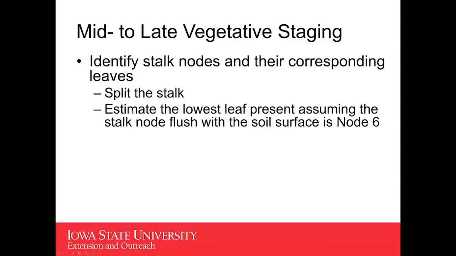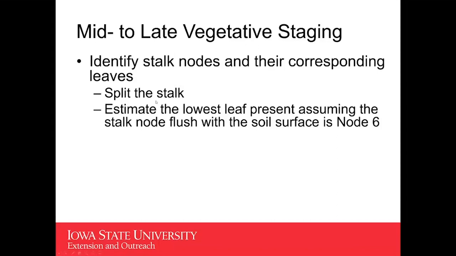Or the other way, which is a little less precise, is we can estimate the staging based on the nodes and where they're at from the soil surface. So a lot of times we assume that the sixth leaf node is at the soil surface. And so then you can count nodes up from the soil surface and then start attaching those out by the connecting leaf sheath up to the leaf collars, as far as being able to do some further staging on that. So there's these two methods that are really fairly accurate.